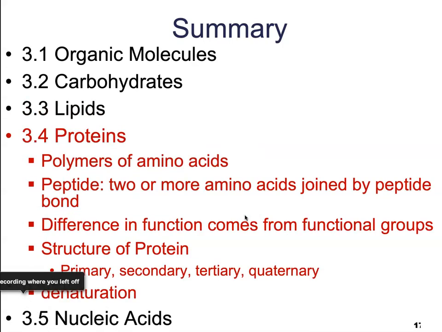Next, we went into proteins. In proteins, we talked about how proteins are polymers made up of individual amino acids. A peptide is two or more amino acids joined together by peptide bonds, and the difference in the functions of proteins comes from those functional groups that are attached to that singular chain. The structure of a protein, don't forget to go over that: the primary, secondary, tertiary, and quaternary structure.